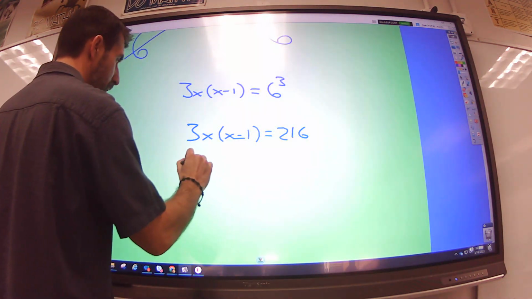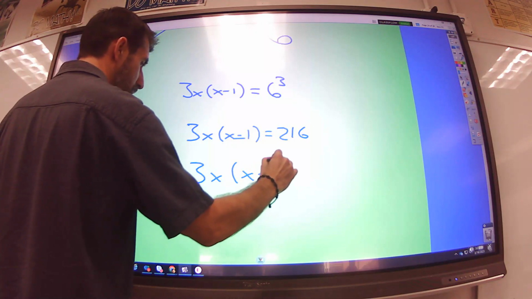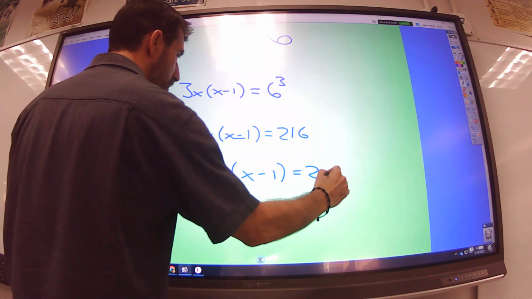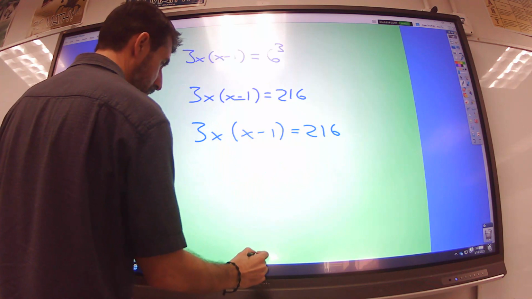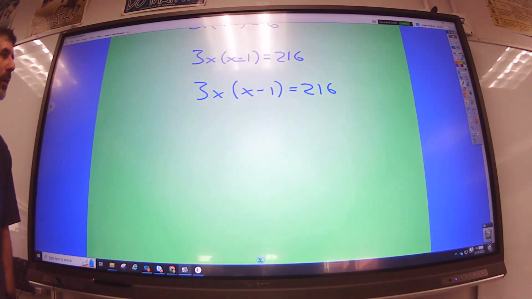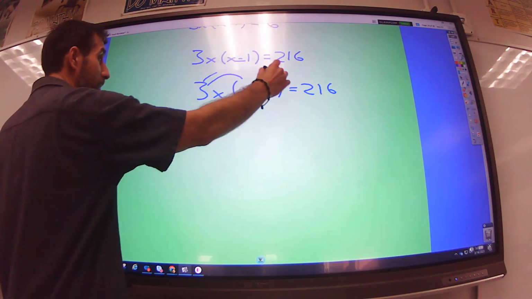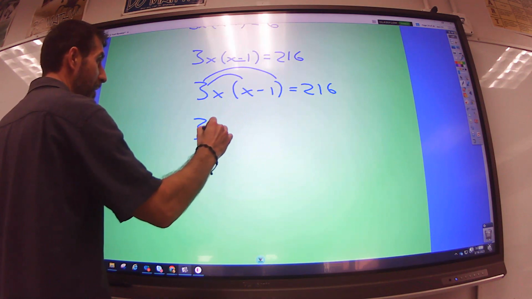So now I got to get rid of the parentheses through multiplication. So I multiply this out and multiply this out. 3x squared, 3x times 1 minus 3x equals 216. How are we doing? Should I pause so you guys can talk about it with each other? Okay, I'm pausing.